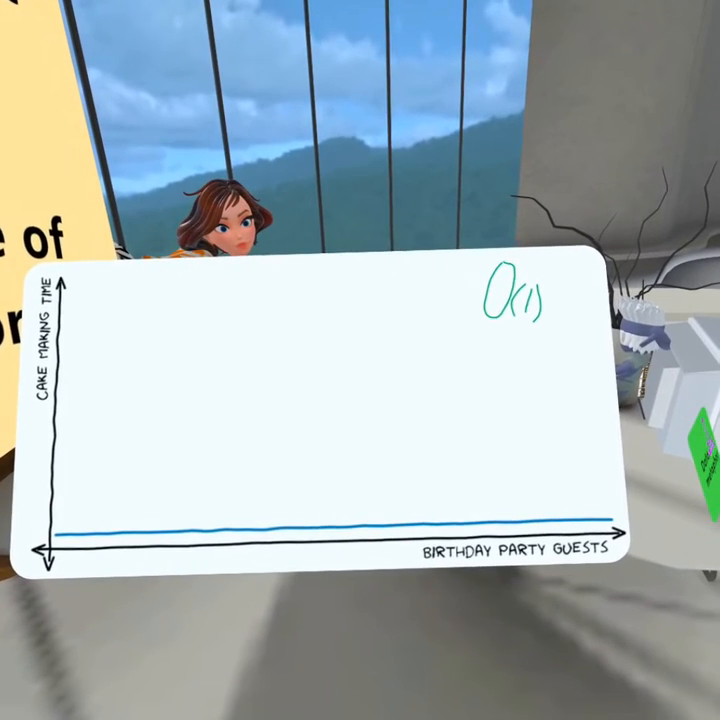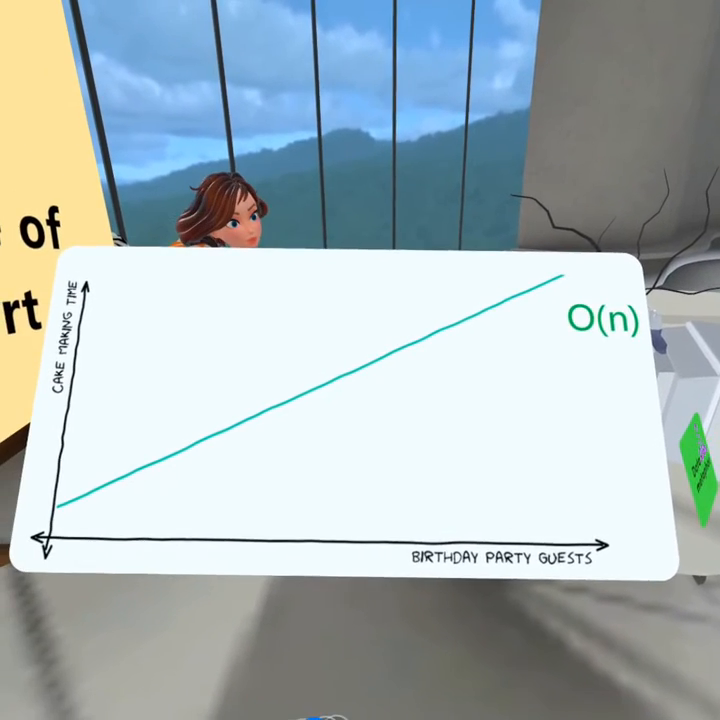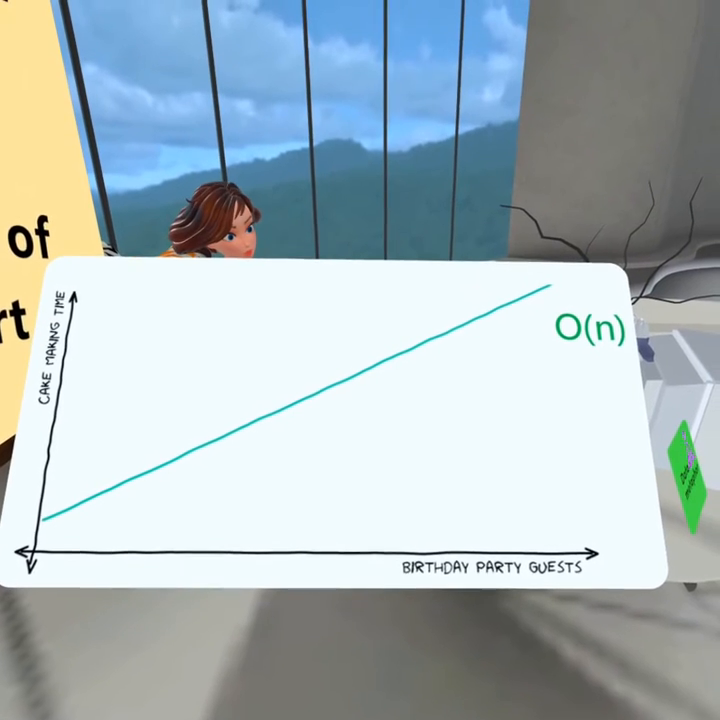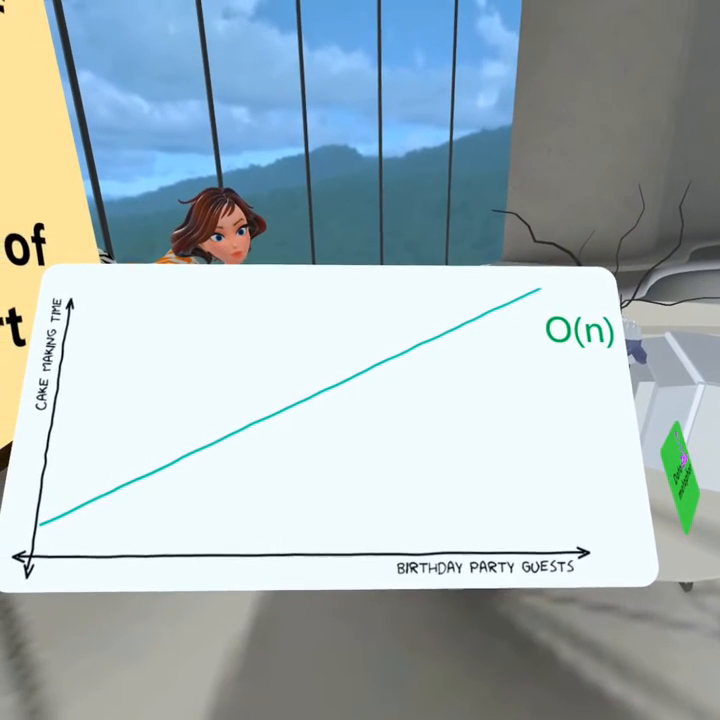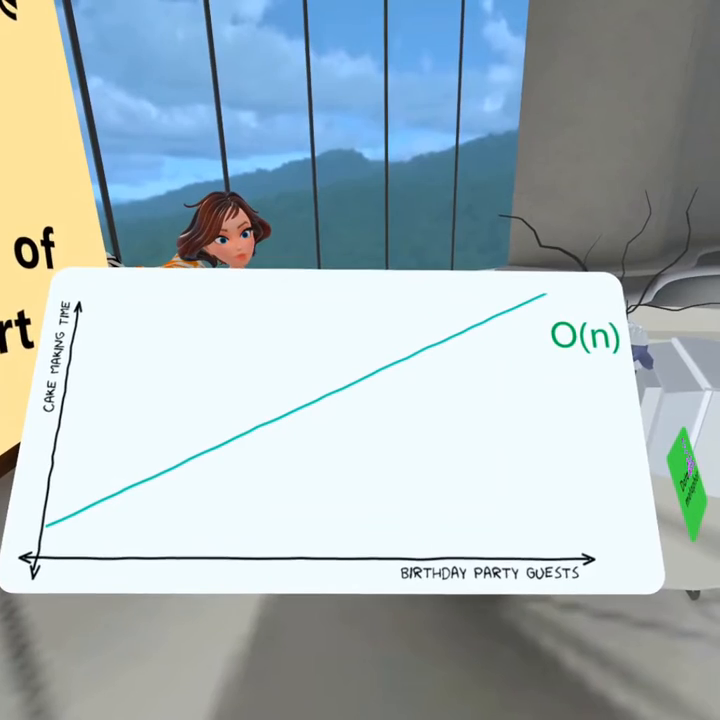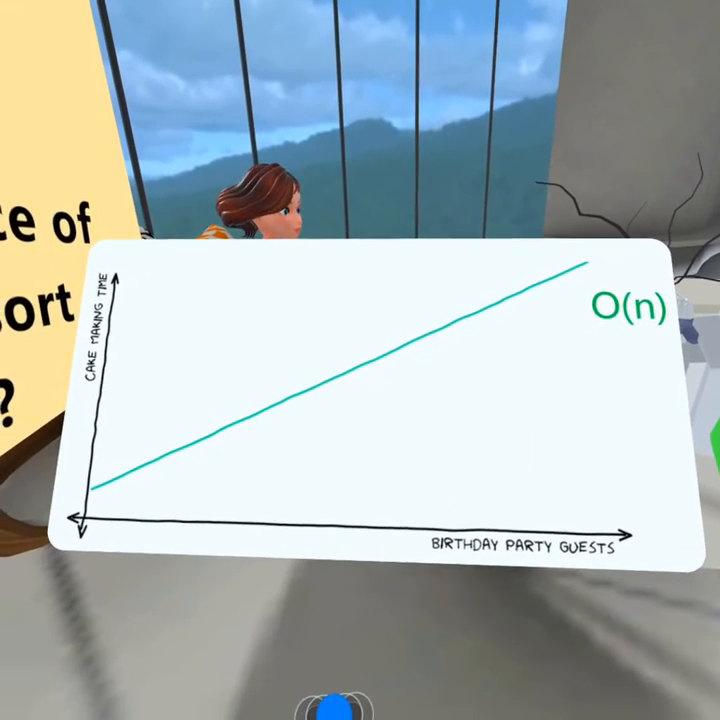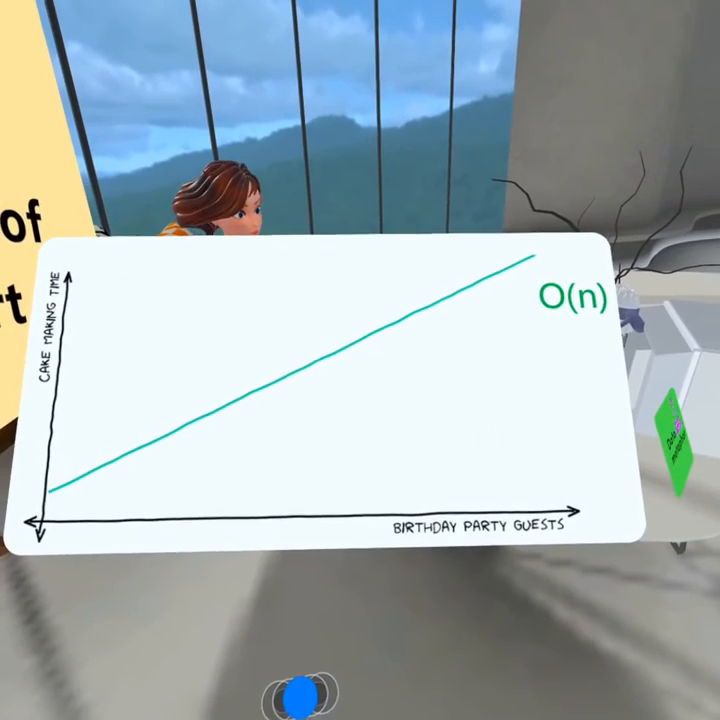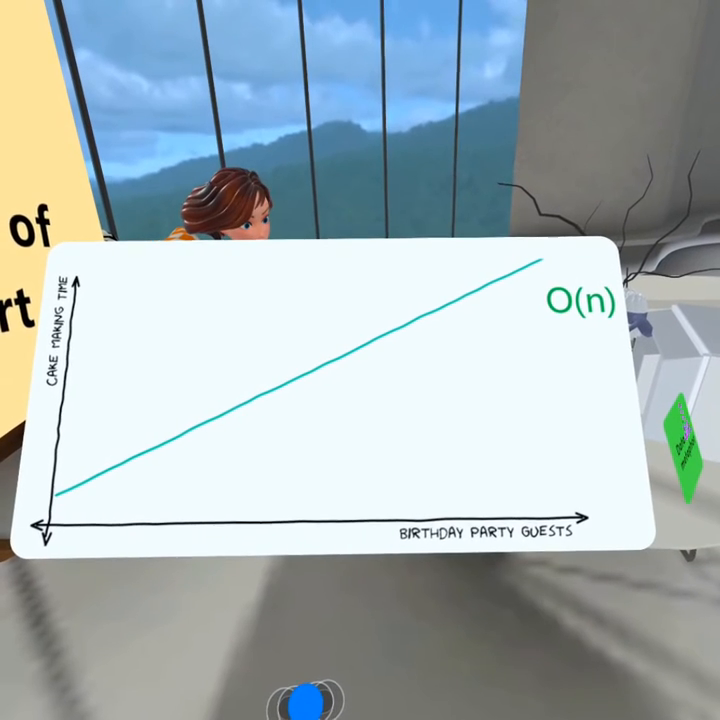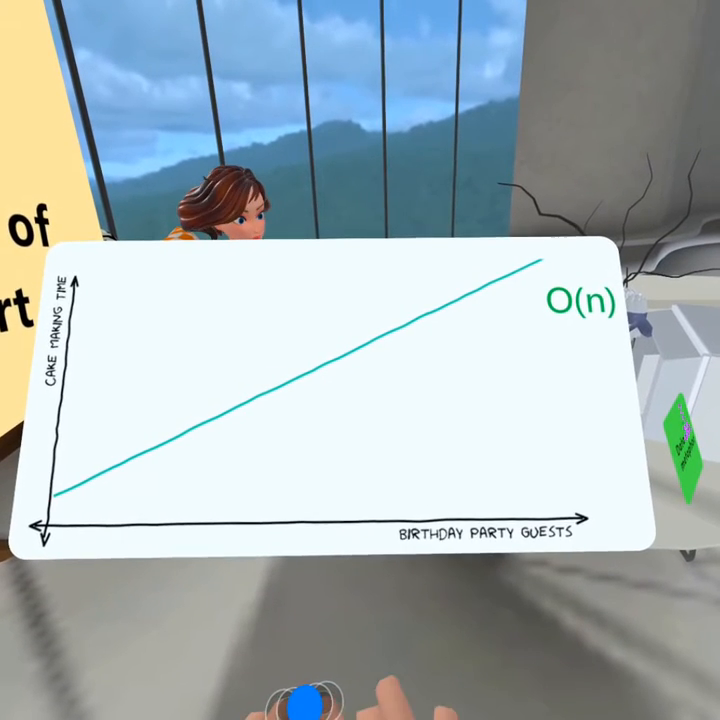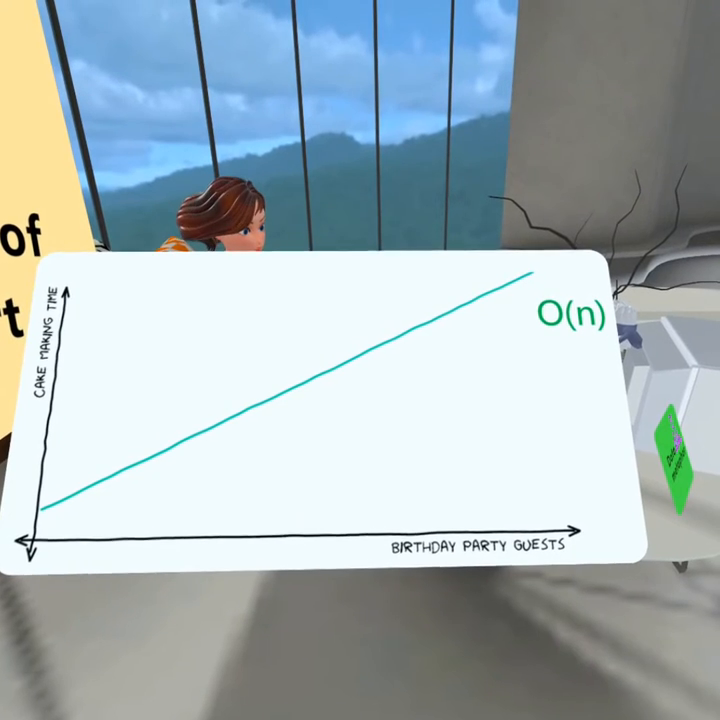O(1) is constant time. Given an input of size n, the algorithm only needs one step to complete the task. O(n) is linear time. Given an input of size n, the steps required by the algorithm to complete the task are directly related to n, a one-to-one relationship.